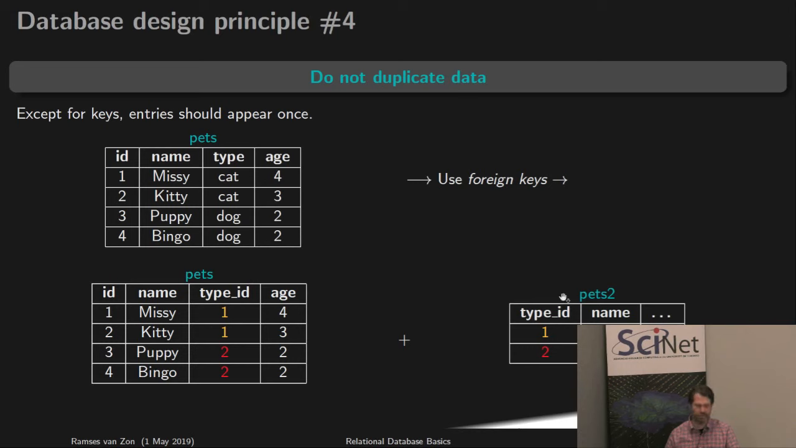So there's a key here. Type ID will be a key, an integer primary key. These also will be keys, but they're foreign keys. They're keys that point to this table.